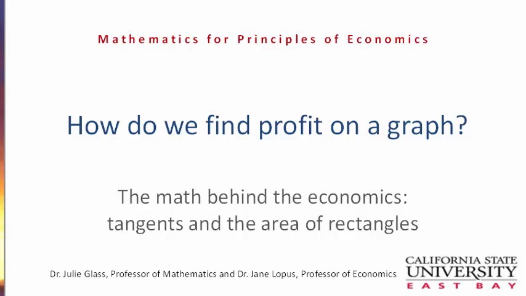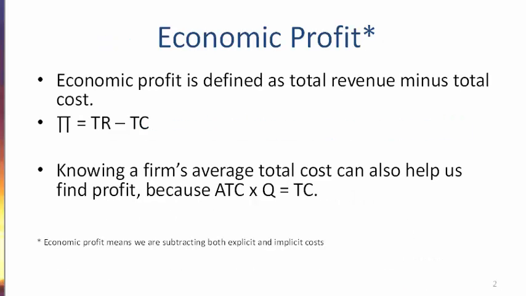The topic of this video is how do we find profit on a graph? The math behind the economics is tangents and the area of rectangles. So recall that profit is defined as total revenue minus total cost. And knowing a firm's average total cost can also help us define profit, since average total cost times quantity produced is equal to total cost.